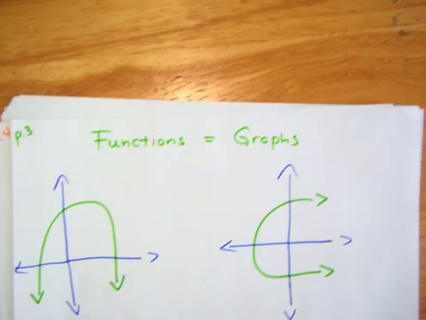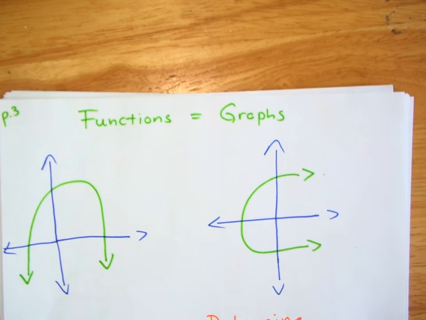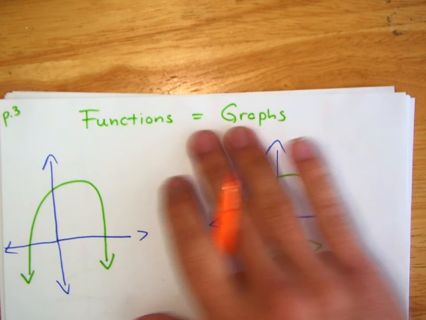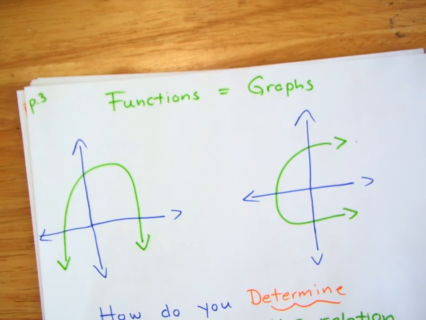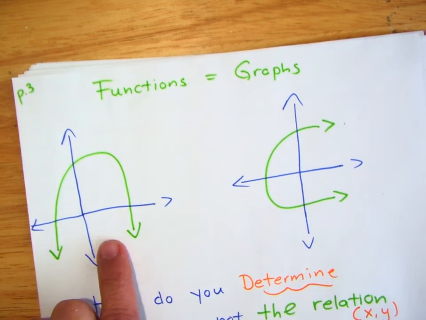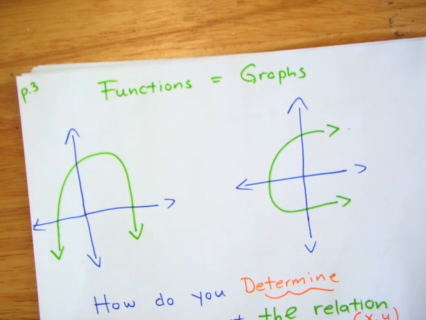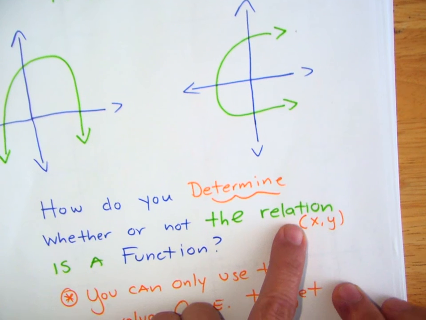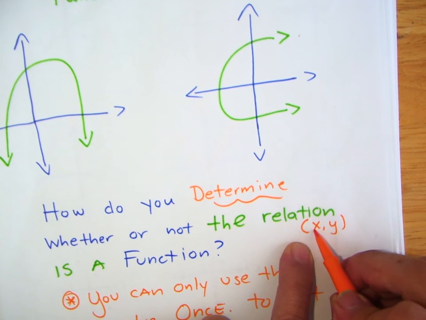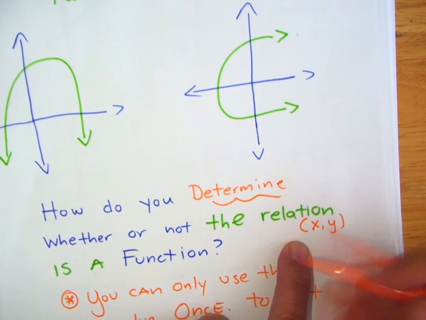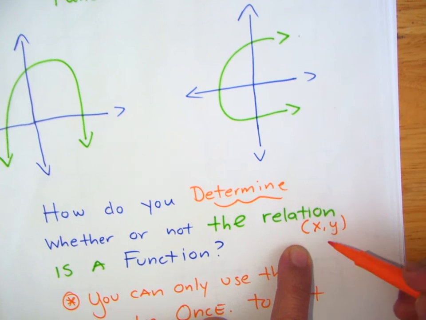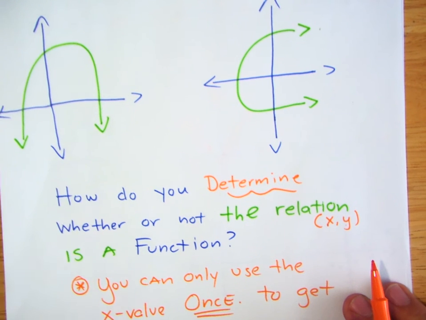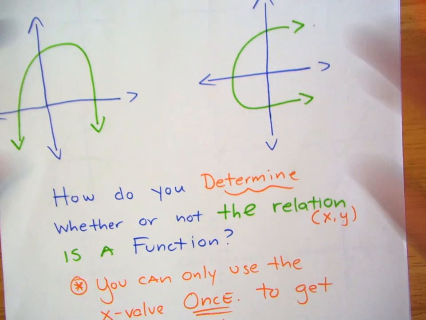Here we go. So basically, functions are basically graphs. Here's a graph. Here's a graph. So how do you determine whether or not the relation is a function? Whenever you hear the word relation, it's the relationship between x and y. Basically, they're the coordinates. How can you determine if this is a function?